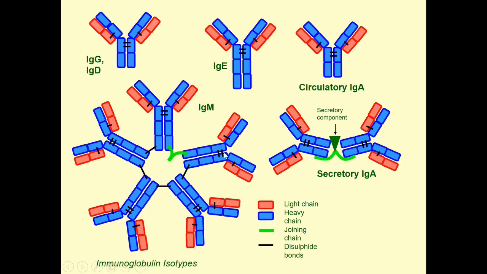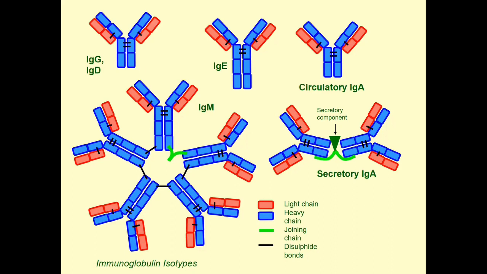IgM is really interesting because it can exist as a monomer, but also what we call a pentamer bound together. It's found as a receptor on B lymphocyte cells, and it's the first antibody produced in our immune response. So when we have our immune response, you'll have heard of primary and secondary reactions. IgM is the most abundant antibody in the primary response, and IgG is the most abundant antibody in the secondary. Similar to IgM is IgD. It can't form a pentamer, but it's also found on B lymphocytes and acts as a B cell receptor.